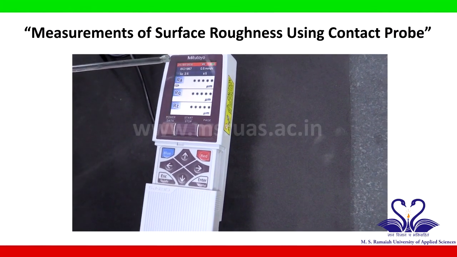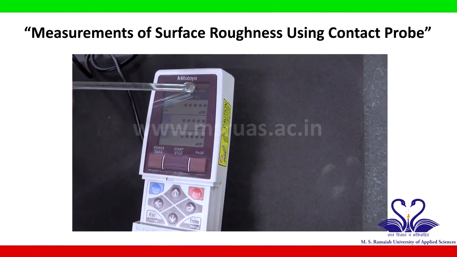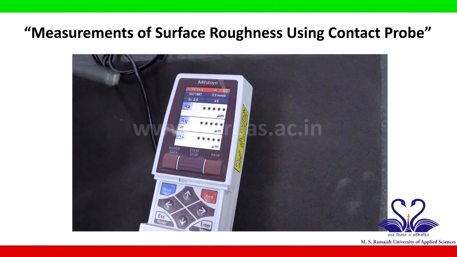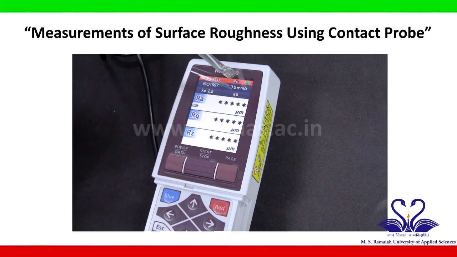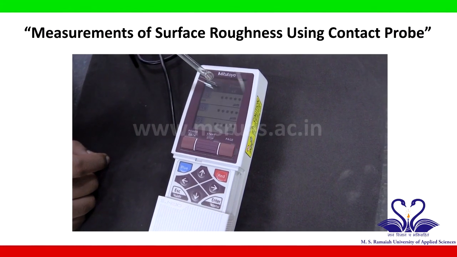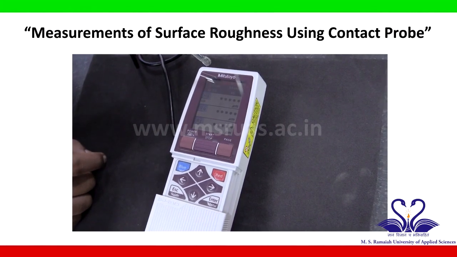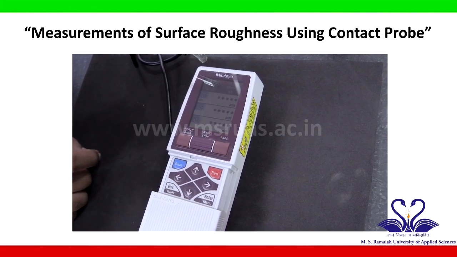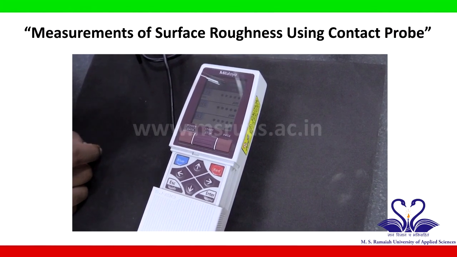I have selected cutoff length lambda c to 2.5 mm, and the evaluation length is 5 times the lambda c. So my evaluation length will be 12.5 mm. My cutoff length or lambda c will be 2.5 mm. This lambda c and cutoff length depends upon the expected RA value. For our specimen, the expected RA value ranges from 0.8 micrometer to 6.3 micrometer.